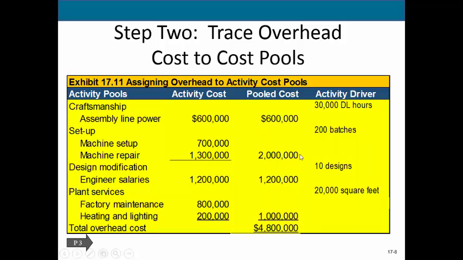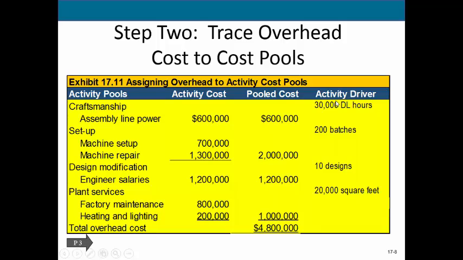And so our total overhead cost related to setups is $2 million. We have design modification, that's just our engineer salaries. And then plant services, here we've lumped together 2 related activities for a total cost of $1 million for the plant services activity pool. We then are also told our activity drivers.